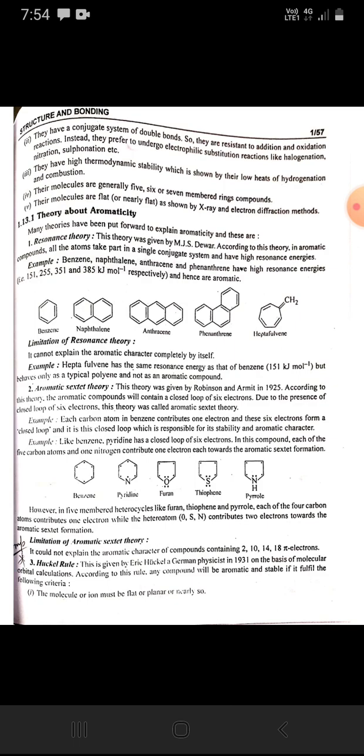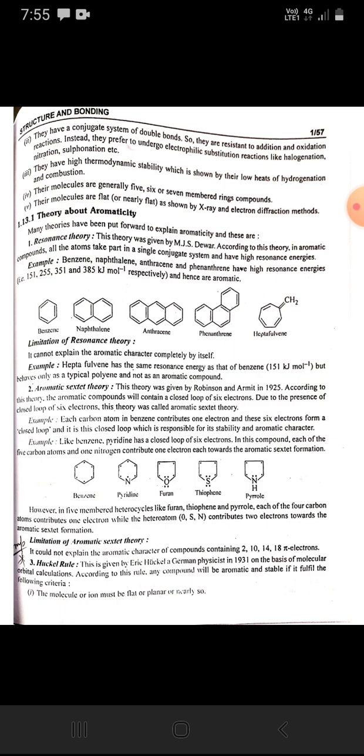Example: each carbon atom in benzene contributes 1 electron and 6 electrons form a closed loop, and it is this closed loop which is responsible for its stability and aromatic character. Example: like benzene, pyridine has a closed loop of 6 electrons. In this compound, each of the 5 carbon atoms and 1 nitrogen contribute 1 electron each toward the aromatic sextet formation.